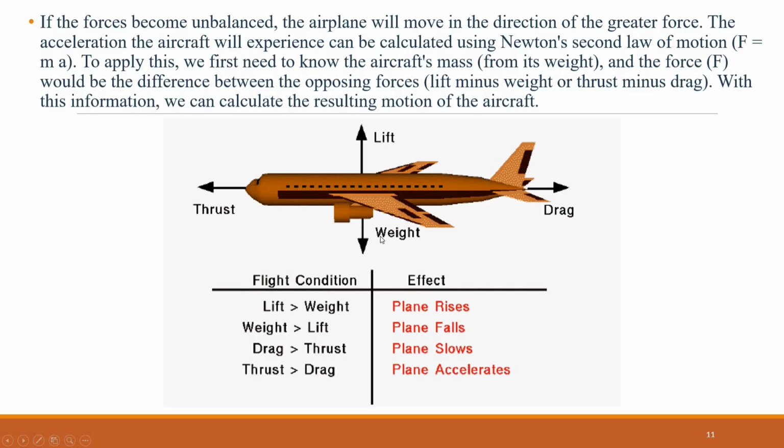To summarize, if the weight is decreased while lift remains constant, the airplane will rise. If lift is decreased while weight stays constant, the airplane will fall. If thrust is increased while drag stays constant, the airplane will accelerate. If drag increases while thrust remains constant, the airplane will slow down.